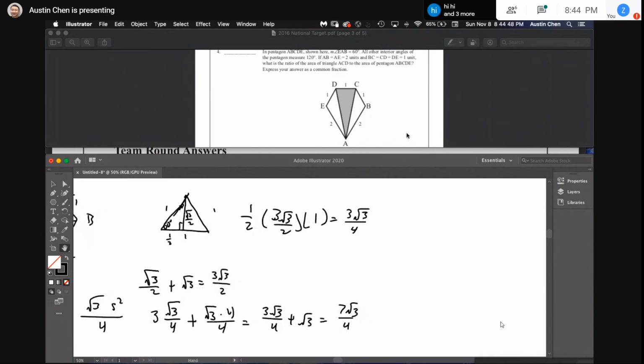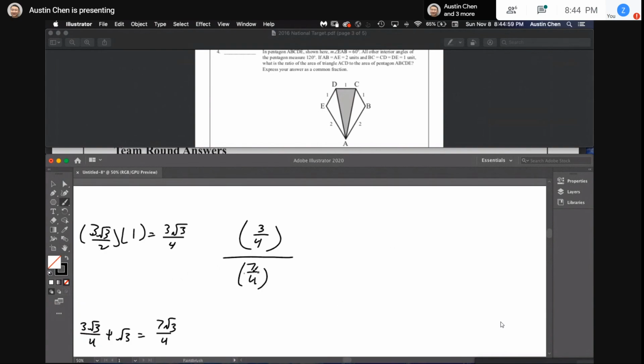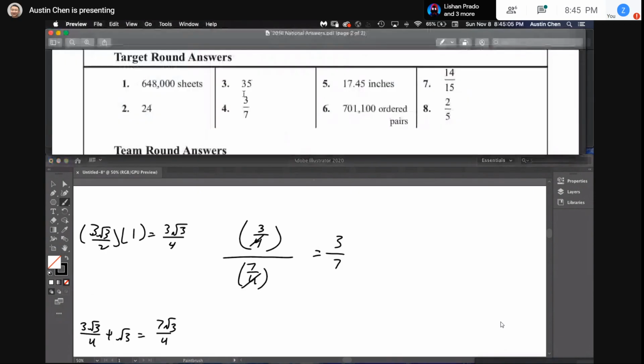And we want the ratio of the area of the triangle to the pentagon, so we do this over this. So the √3's will cancel, and then we just have 3/4 over 7/4. So the over 4's will cancel, and then we just have 3/7. So that's your answer, 3/7.